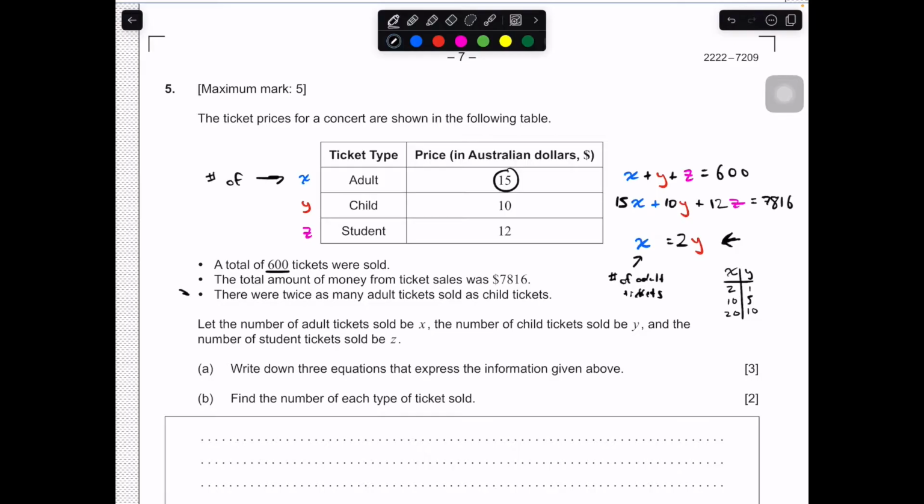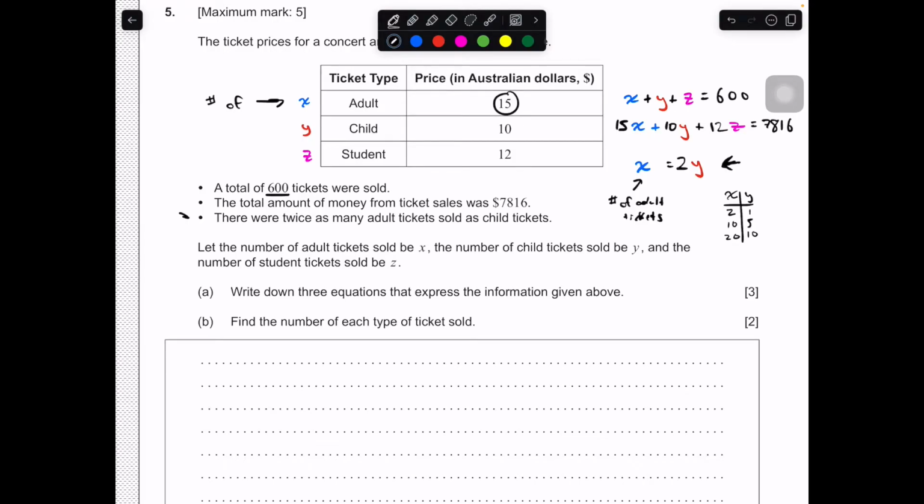Okay, write down 3 equations that express the information given above, and part B asks us to find the number of each type of ticket sold. Okay, so what do we have? We have these 3 equations right here. We have one which is x plus y plus z is equal to 600. The second equation, 15x plus 10y plus 12z is equal to 7,816. And then we have one more equation right here, which says that the adult tickets is equal to 2 times the number of child tickets.